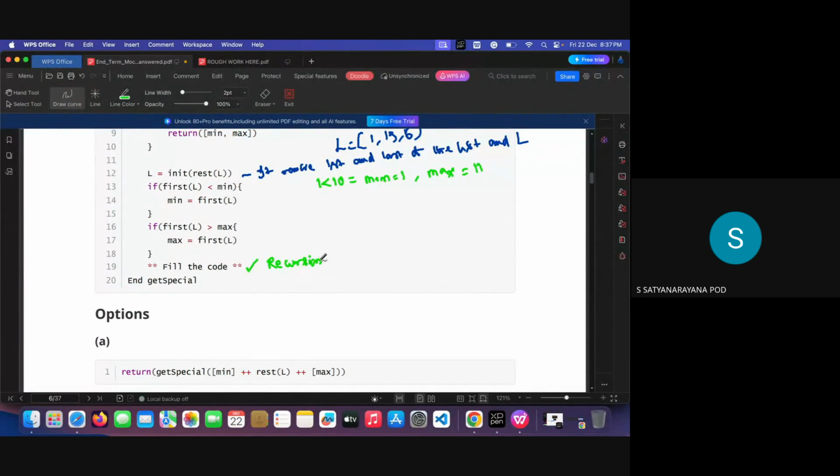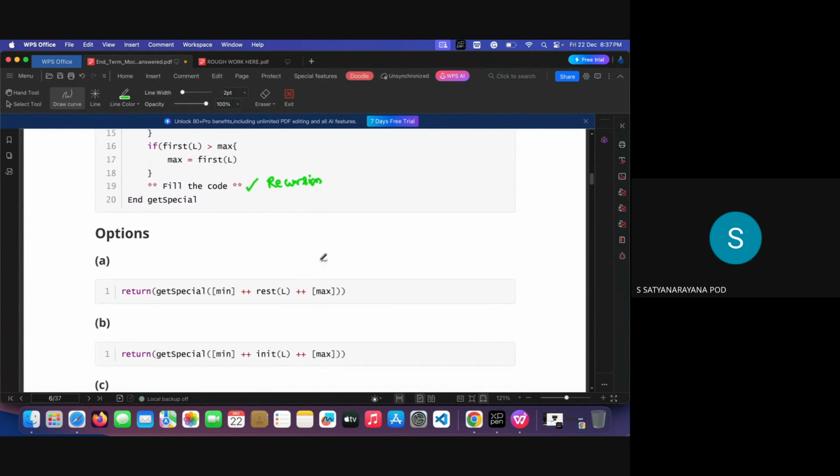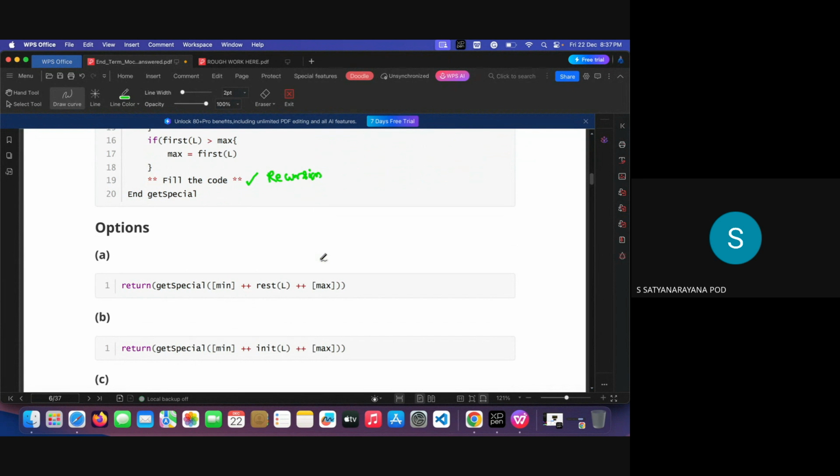Whenever a recursion call happens, the parameters change. The function is called by itself. Recursion call means the function is called by itself. So whenever a function is called by itself, please look at what parameters it is taking. Again, get special, minimum, plus, rest of L, plus, maximum.